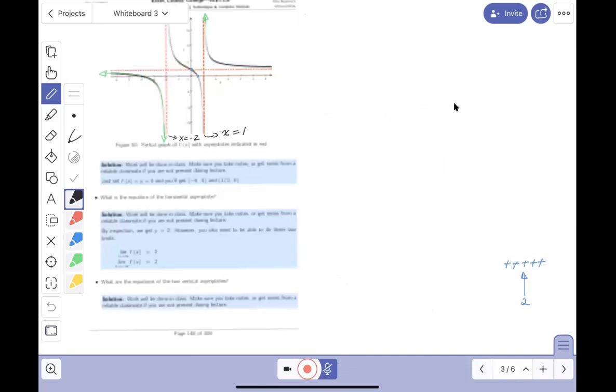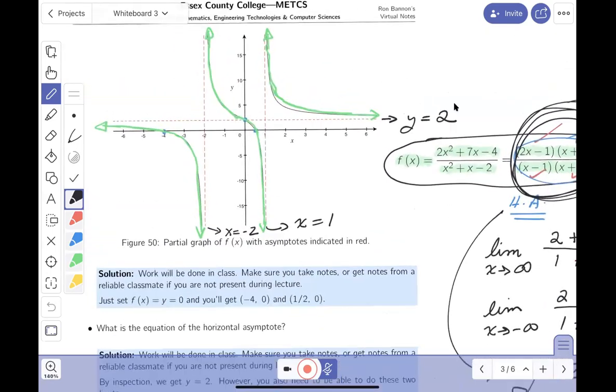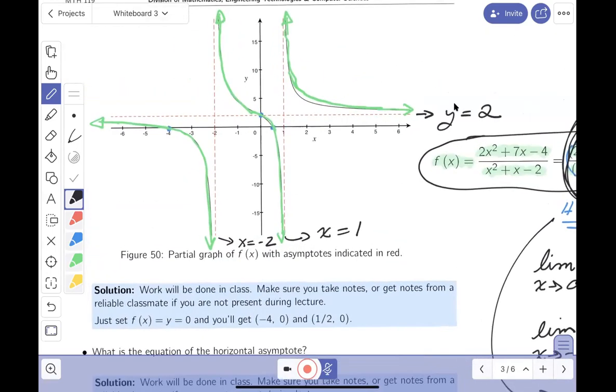Let me go back to the picture, and this is the picture over here. Definitely got the domain down. All right, let me point out what I mean by that. Minus infinity up to -2, it didn't hit it. Then it goes from -2 up to 1, doesn't hit it. Then it goes from 1 to infinity.